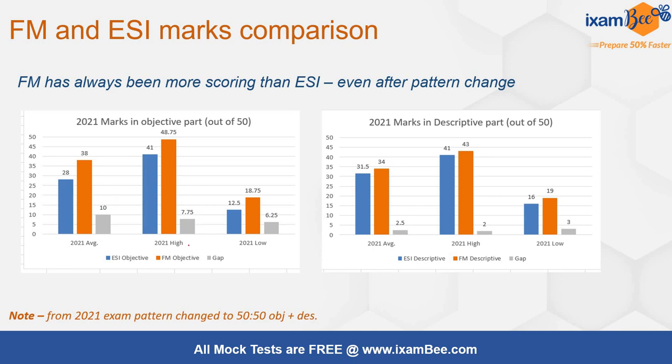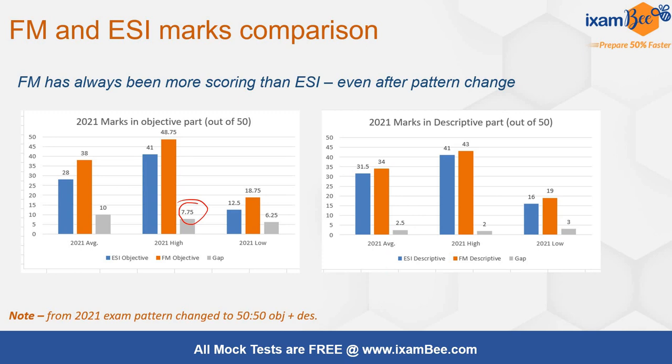When I compare it with the highest mark obtained in these papers, the difference was almost 8 marks, and almost 6 marks when I compare the lowest marks. In comparison to this, in the descriptive paper, the gap between the FM and ESI paper was almost 2.5 marks. The marks difference was relatively less, but FM marks were still higher than the ESI marks.